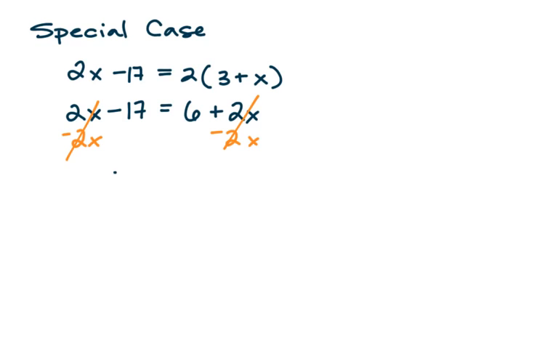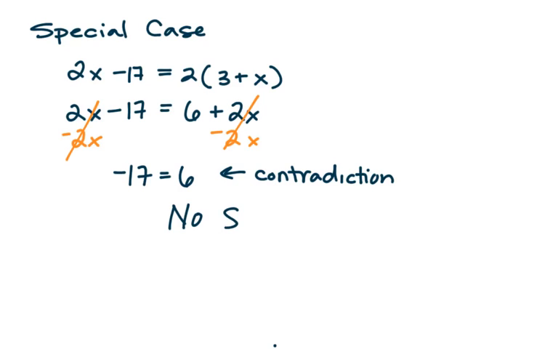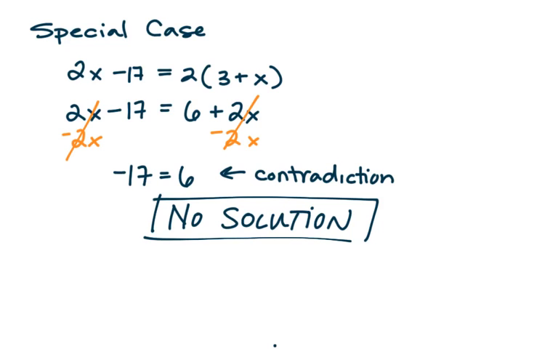And what we notice is we end up with negative 17 equals 6. Now, is that possible? And of course, that's not possible. This is what we would call a contradiction. So if you end up with a situation like negative 17 equals 6, 10 equals 2, 4 equals pi, regardless of what you have, if it doesn't make sense, your answer will be no solution. So this is a situation where we have a no solution answer.